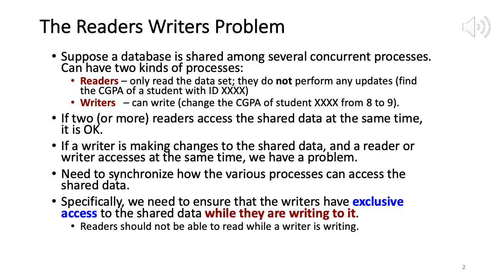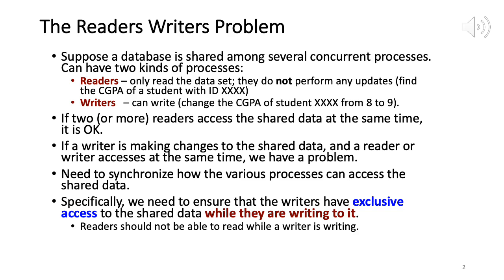As far as reads are concerned, generally concurrent access is okay. If two or more readers access the shared data at the same time, it's okay. One reader is looking at a particular row, printing the name. Another is looking at that same row and printing the CGPA. That's fine. So multiple reads are okay. There is no synchronization problem there, because that shared data is not changing. That's why it will be the same, no matter who reads it, and no matter when they read it.